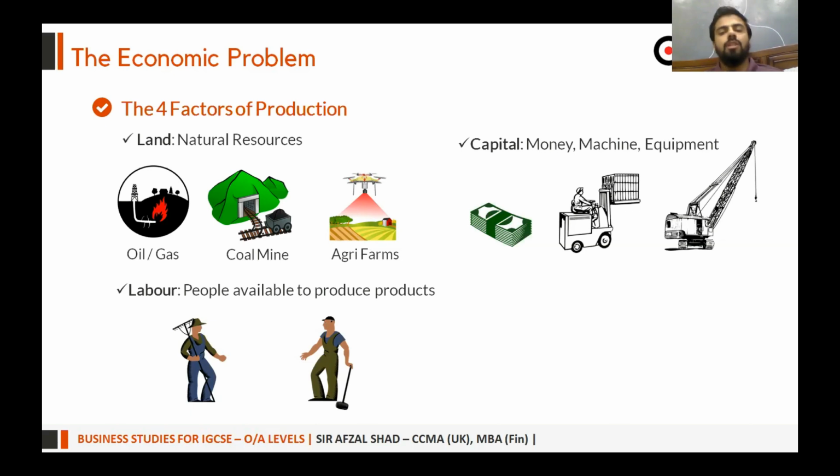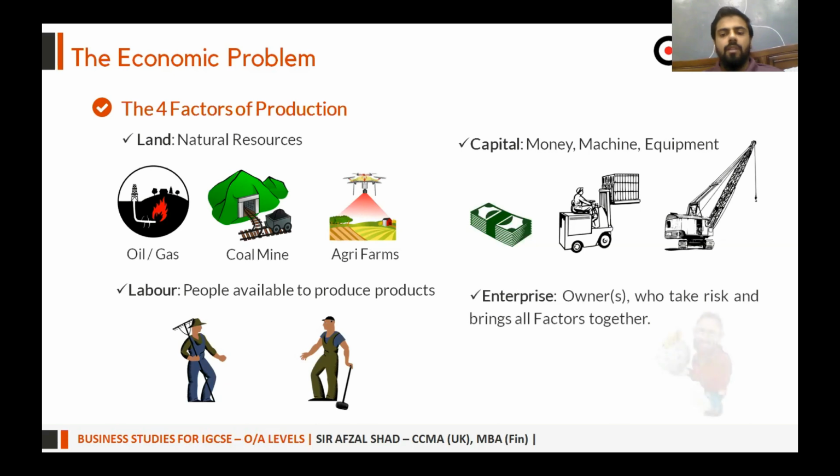Then you need a lot of equipment that is going to help you out in the manufacturing process. That will be called capital as well. So generally we say all of the things which are directly or indirectly supporting the manufacturing process. By the things we mean money, machines, and equipment. So capital is money, machine, equipment.